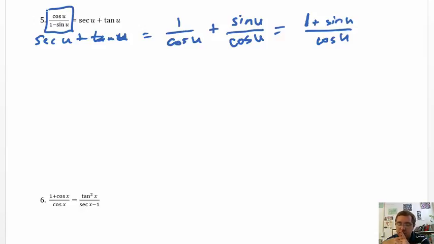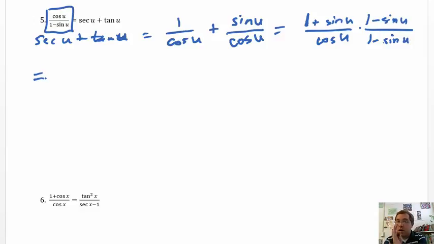Here's the trick. You ready? Are you? Maybe. Multiply this fraction by 1 minus sine of u over 1 minus sine of u.